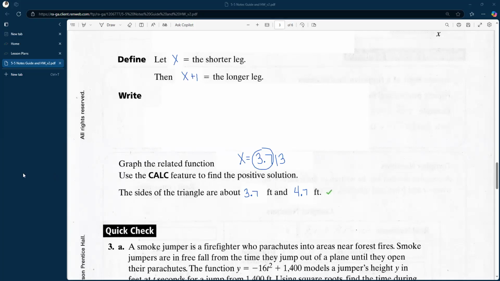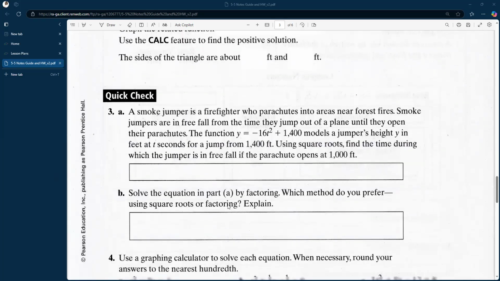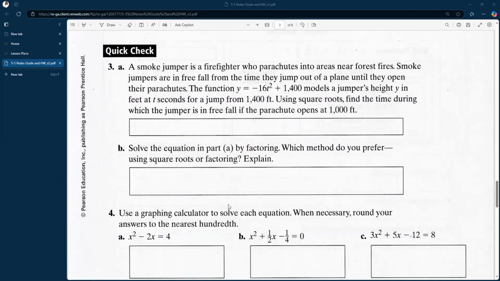For the quick check, you can either solve this problem algebraically or with your calculator. We'll do both. Let's give some space to work.